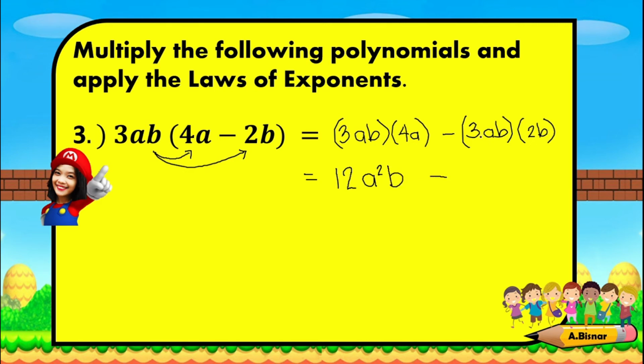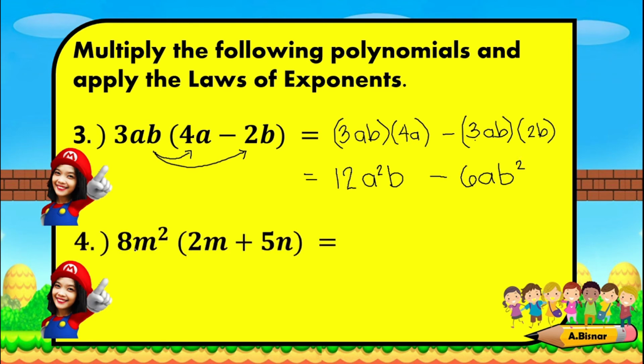Minus. Let's multiply the numerical coefficient. 3 times 2, you have here 6. So, as you observe, there's no any other a than this. So, let's just copy a. And then let's add the exponent of b. And so, we will have b squared. So, the final answer will be 12a squared b minus 6ab squared.